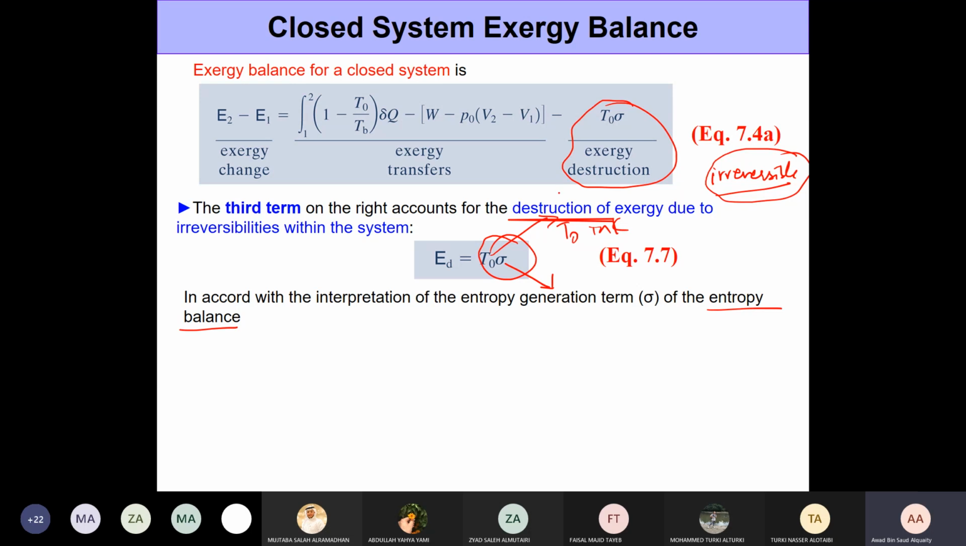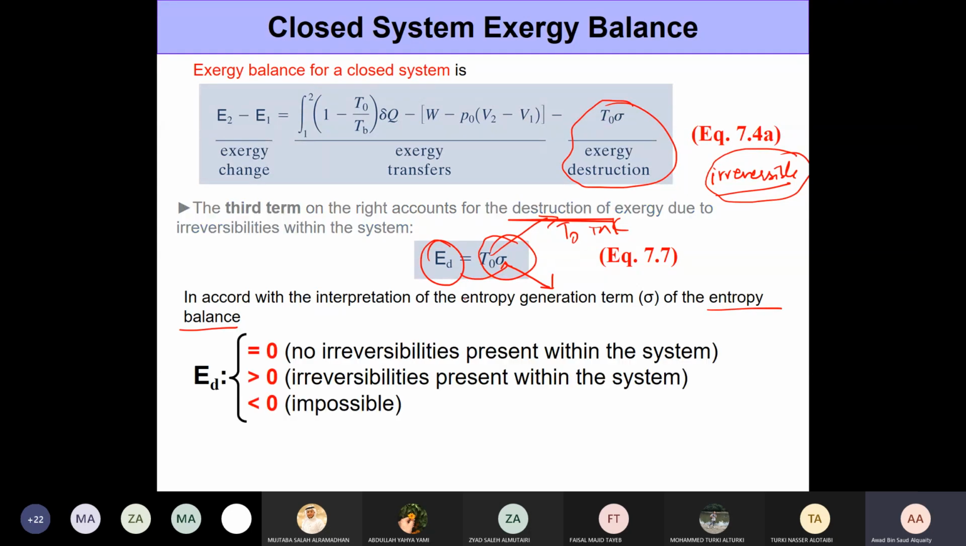Since the exergy destruction depends on entropy generation, it follows the same sign as entropy generation. If you recall, whenever you have a reversible process, whether it's internally reversible or totally reversible, entropy generation is zero. And if entropy generation is zero, exergy destruction is also zero. This is the maximum work that you can extract when you're dealing with a reversible process, and the value at that state is basically the exergy.